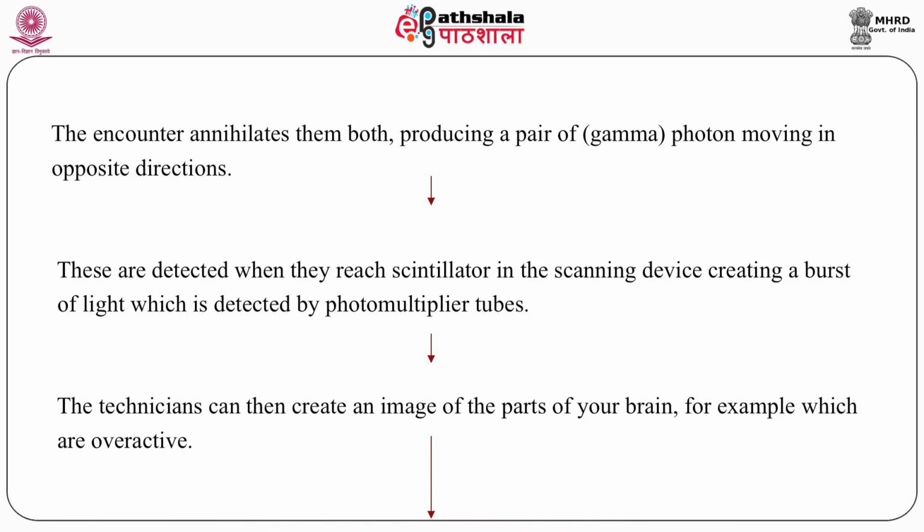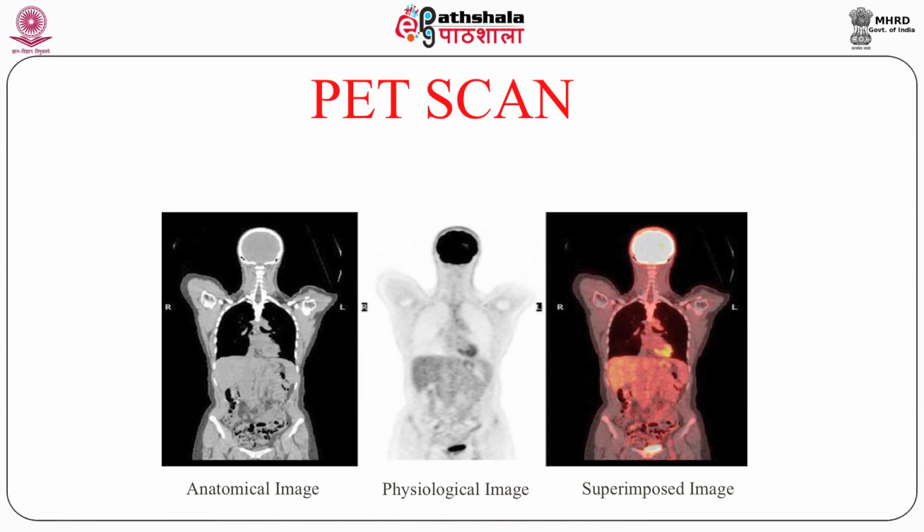Why are these detectors different? Because the energy of the photons is 511 keV, and if you want to use a sodium iodide thallium activated crystal, you have to have very thick crystals. But from the sensitivity point of view, detectors like BGO, GSO and LSO are more sensitive as compared to sodium iodide. And here, instead of two detectors or two heads, a ring of detectors is there. In this way, the technician can create an image of the parts of a brain, for example, which is overactive. Let us see this particular PET scan.